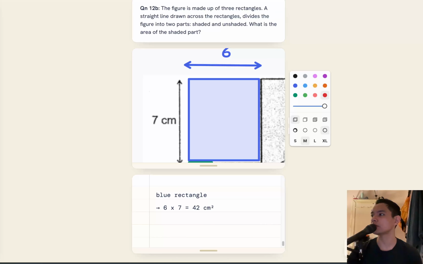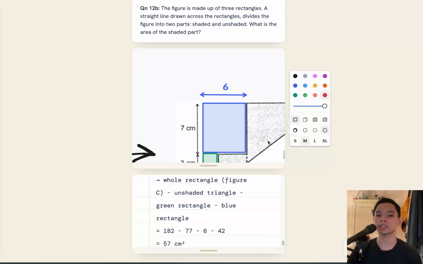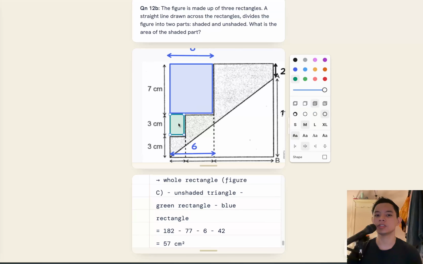Therefore, the shaded part over here will be equal to the whole rectangle, 182, minus the unshaded triangle, 77, minus the green rectangle and the blue rectangle, and this will give us 57 centimeters squared. Okay, there you go. That's the answer for question 12b.